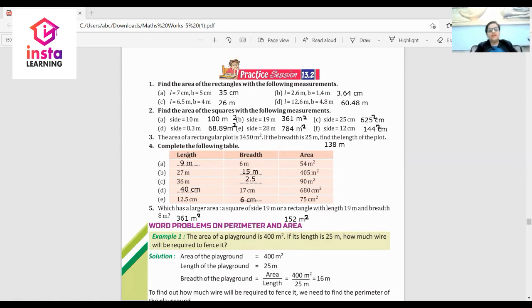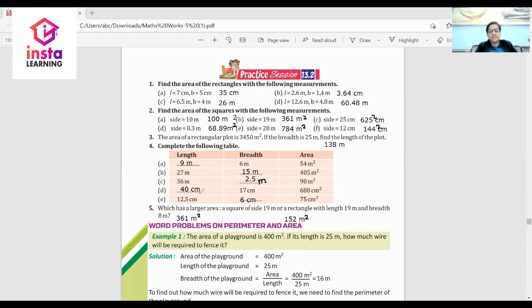Now, complete the following table. In that breadth is given, and area is also given, but length is not given. So we are going to divide it. 6 9s are 54 is the answer. 27 length is there, breadth is not there, but area is there. So just divide it by 27, you will get 15 meter. 36 meter is the length and breadth is not given. Area is given 90 meter square. So you are just going to divide by 36. Answer will come 2.5 meter.